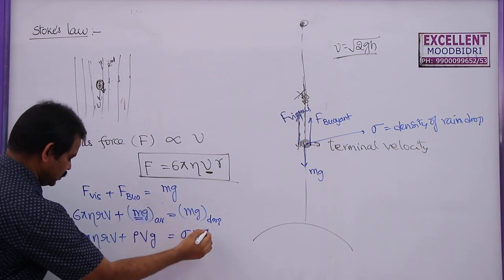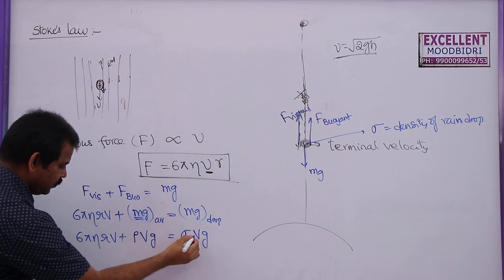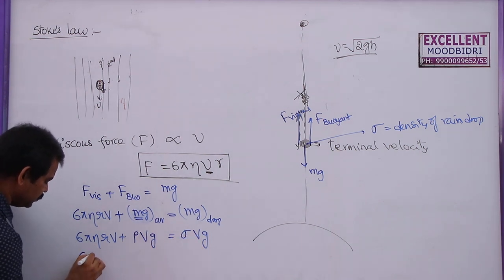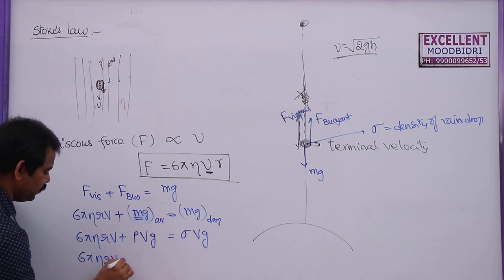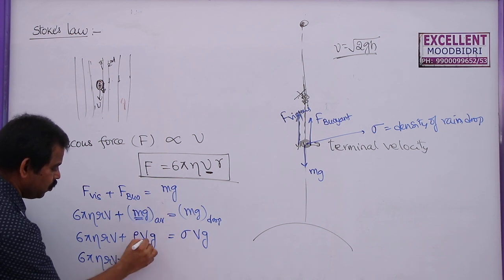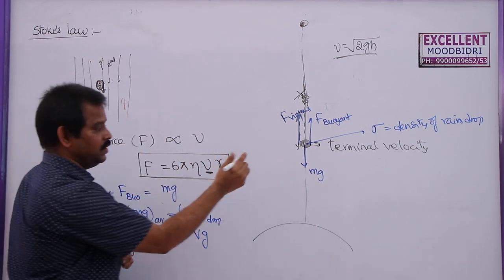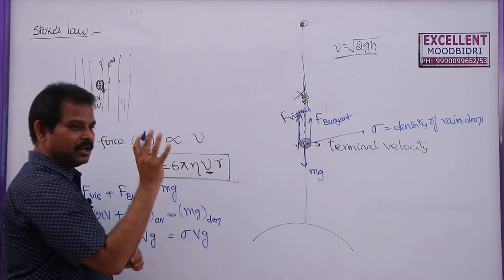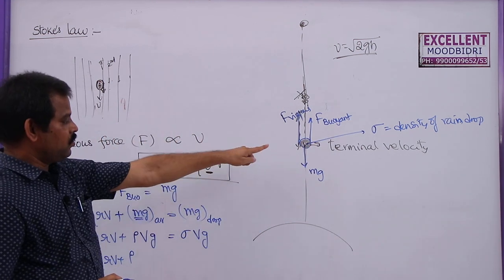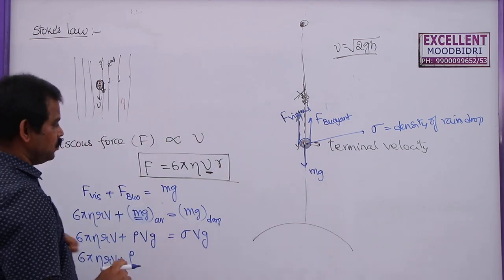So from this we can cancel this one V. First let me write this as 6 pi eta RV. This is rho. What is the volume of the air displaced by this raindrop, which is exactly equal to the volume of the raindrop? We know that raindrops are spherical. So what is the volume of a sphere?